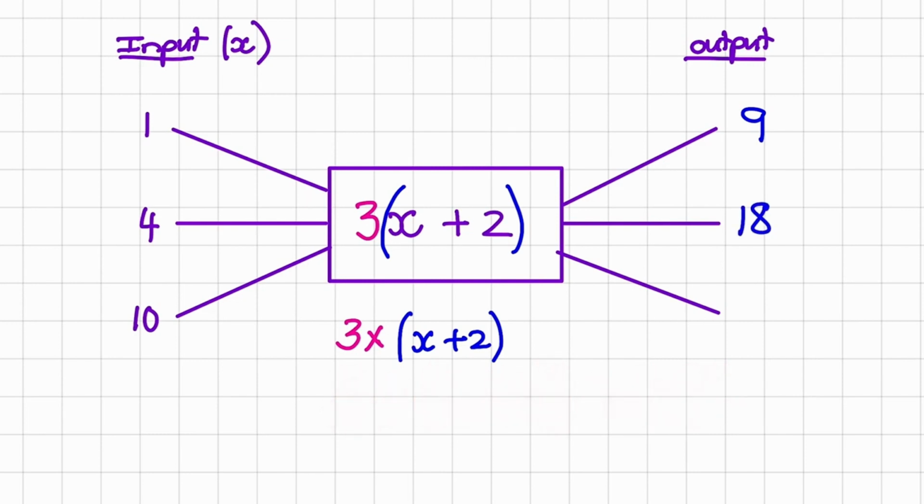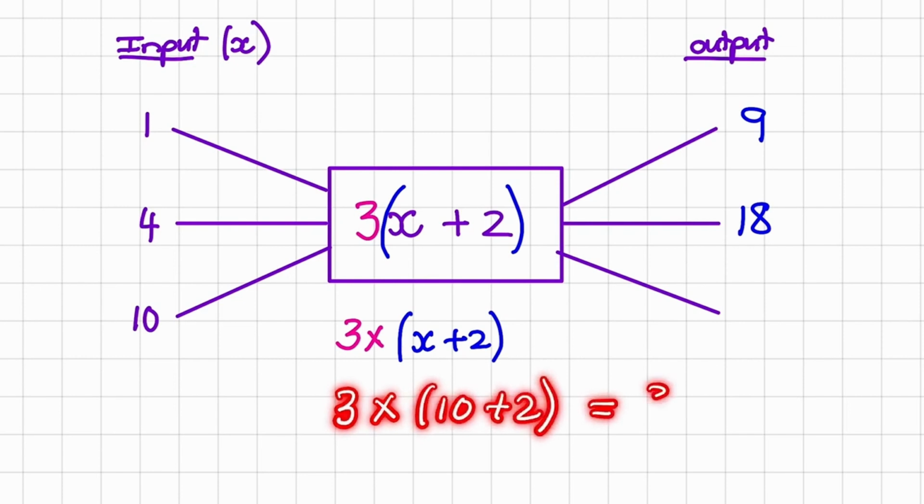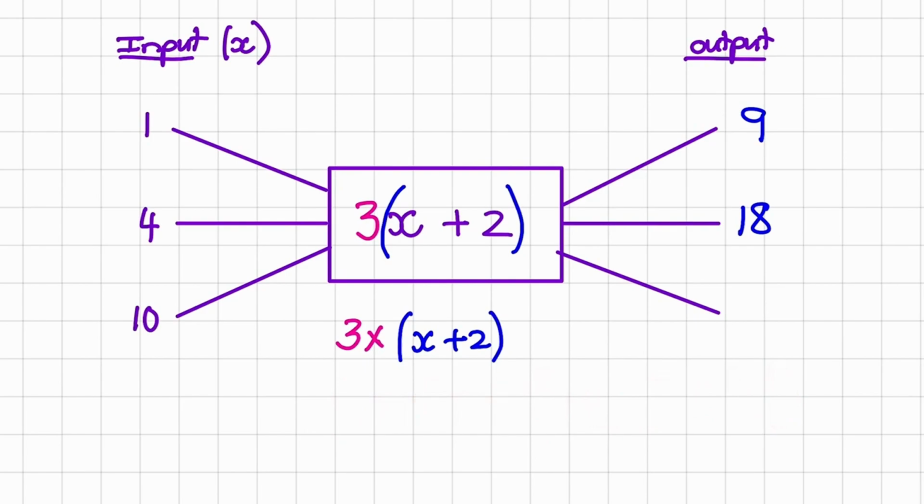So lastly, we have 10. So it's 3 times 10 plus 2. So 10 plus 2 becomes 12. So it's 3 times 12. And that is equal to 36.